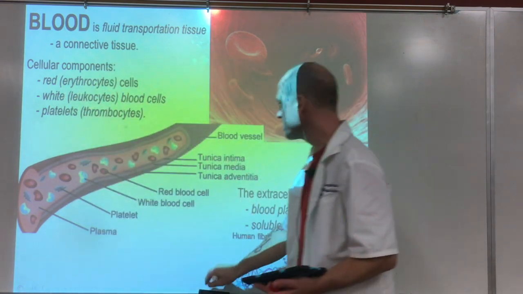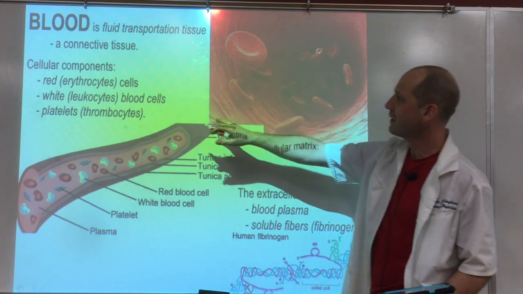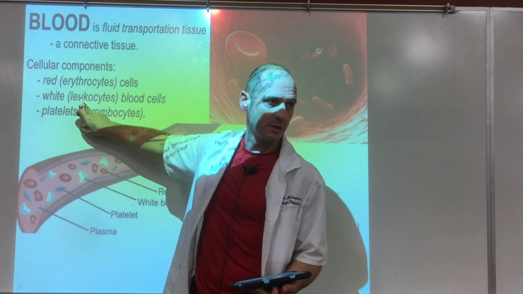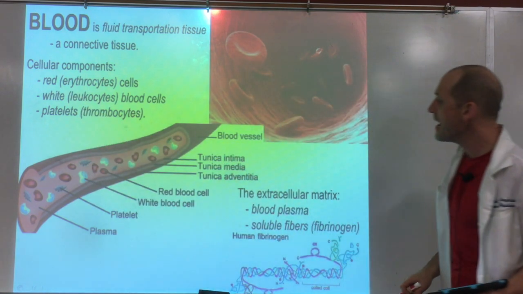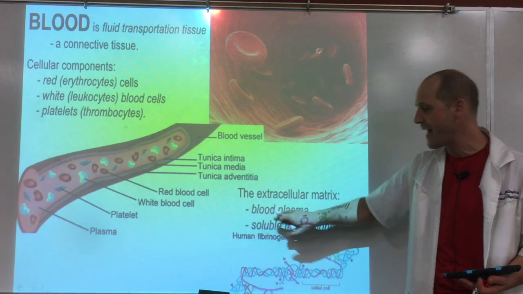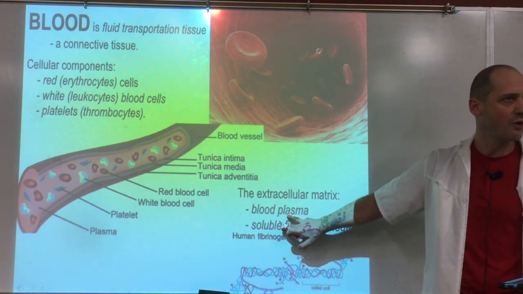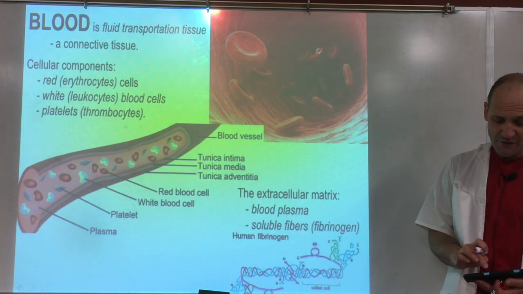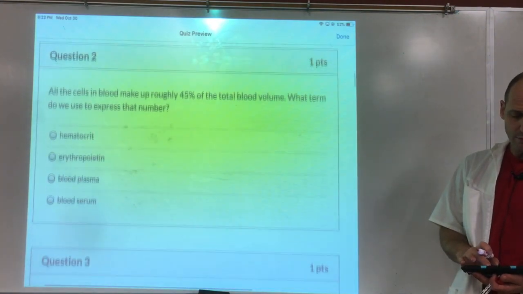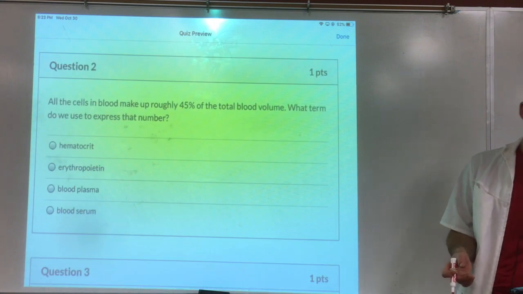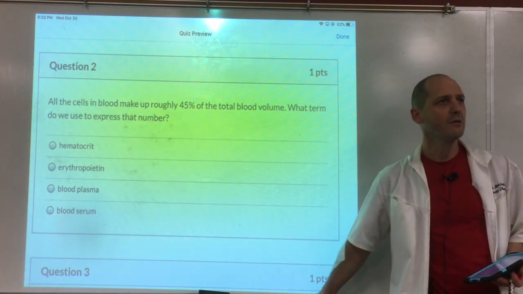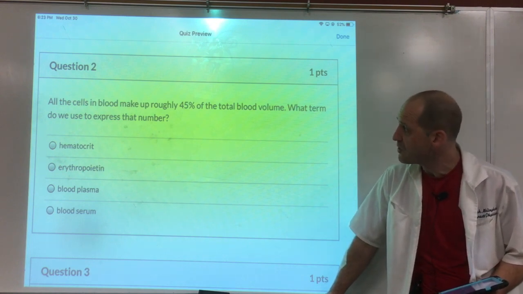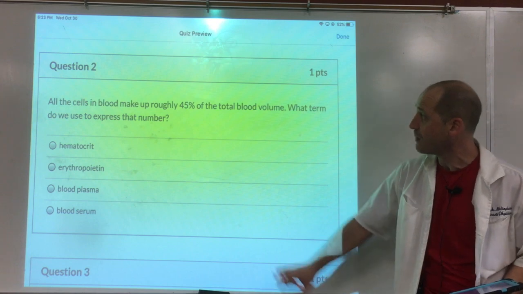So when we look at it, we've got the cellular components. Thrombocytes equal platelets, and white blood cells are leukocytes. We'll get to them in a minute. And then the extracellular matrix is the blood plasma, the liquid stuff, almost watery. And then the fiber. Again, in blood, you cannot see the fiber. Blood plasma is like the liquidy stuff. It's got stuff in it, but it's pretty liquidy. It's a transporting medium.